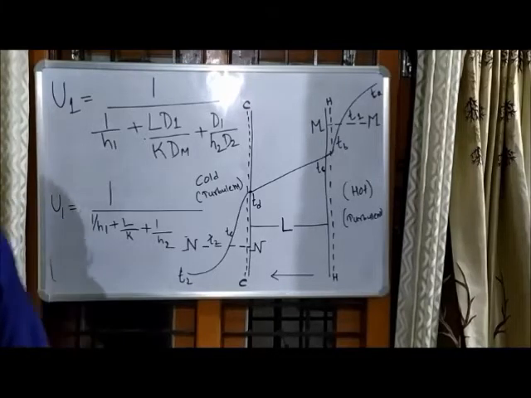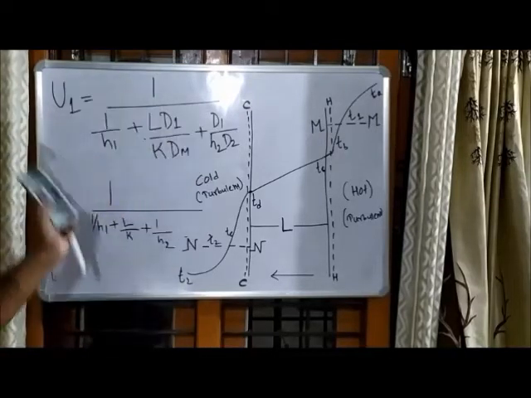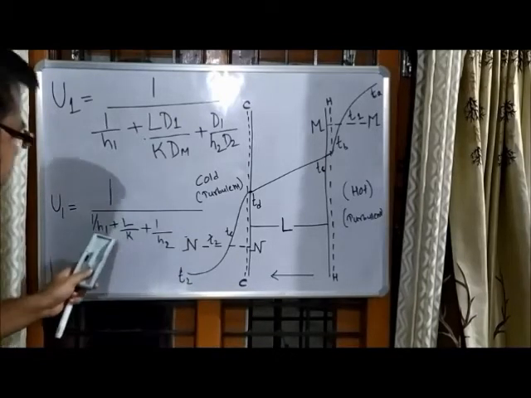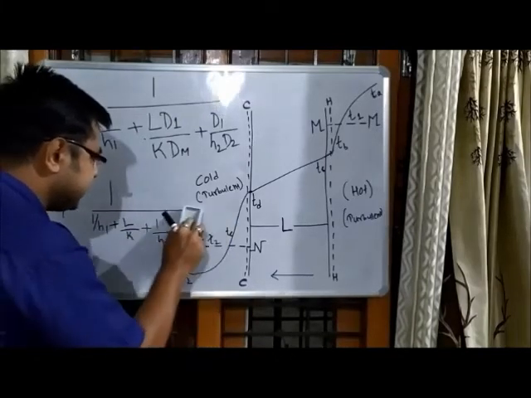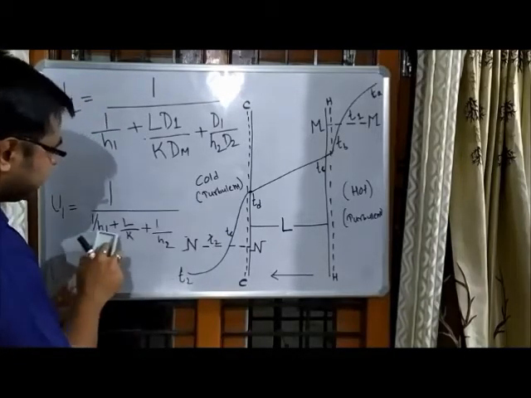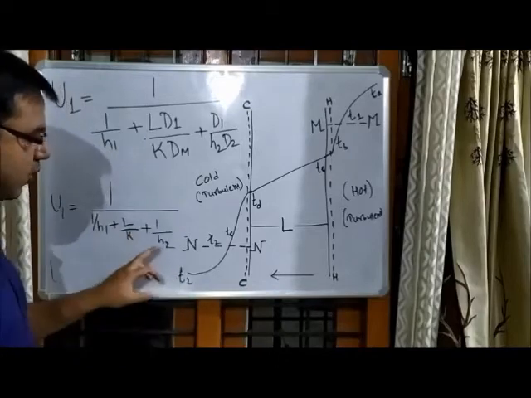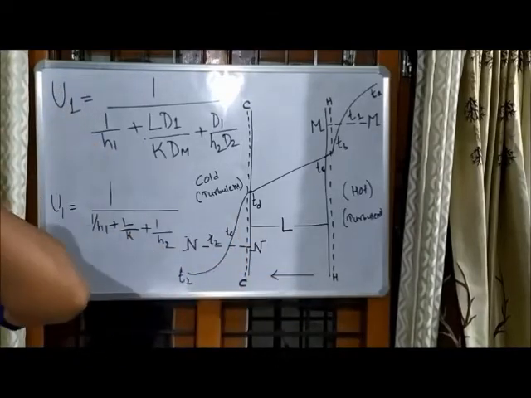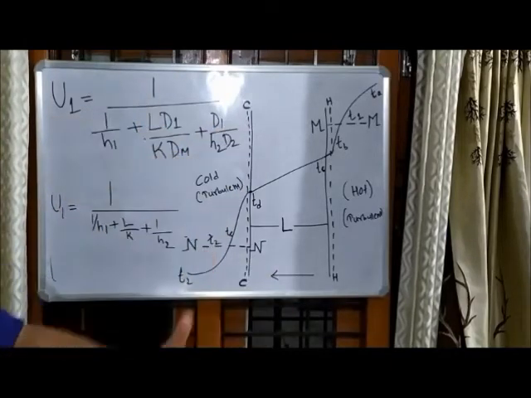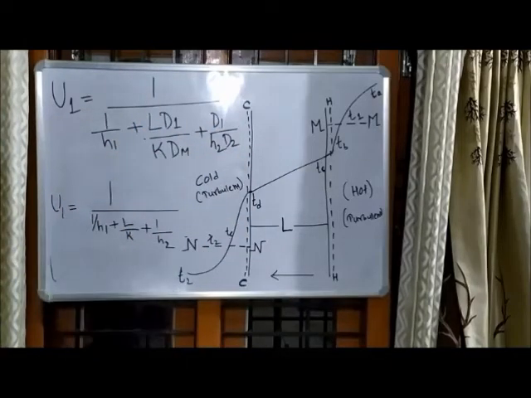Now you should know the factors on which this all depends. This equation, U1, the overall heat transfer, is equal to 1 divided by 1 by H1 plus L by K plus 1 by H2. It is applicable in case of thin wall tubes and thin wall plates.